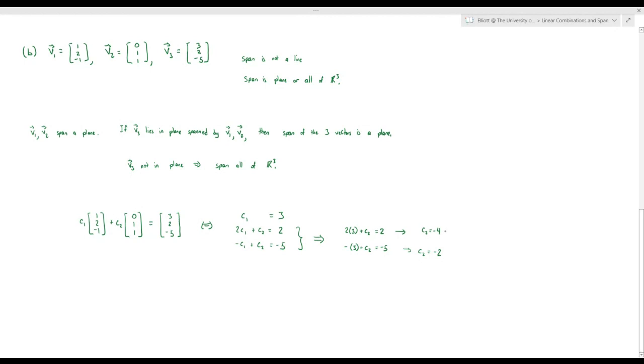Okay, so what does this mean? This means that there's no value of c2 that would simultaneously satisfy both of these equations, because you see each of them gives you a different value of c2. So therefore, there's no solution c1, c2 to this system of equations.